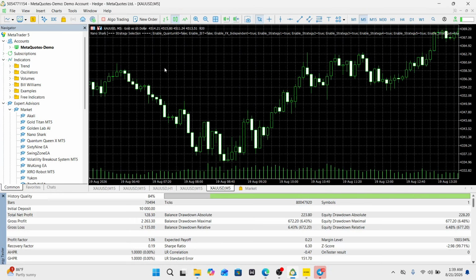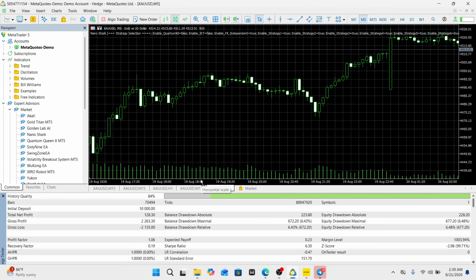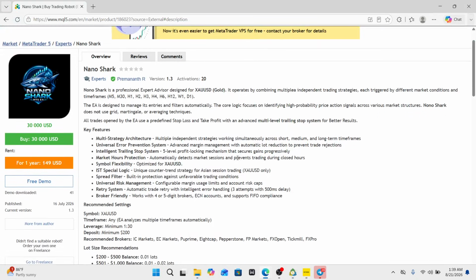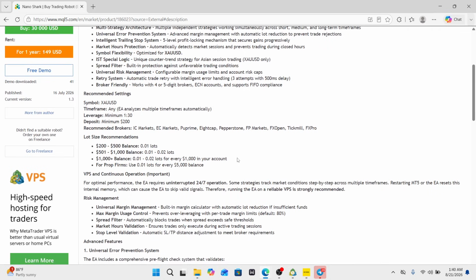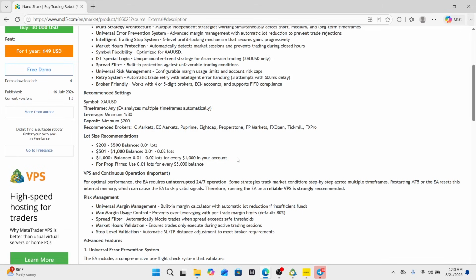The absence of grid and martingale is a clear positive for risk transparency. The multi-level trailing stop aims to protect open profits systematically. The error prevention and margin controls are practical design choices. However, the near flat equity curve shows that these features alone do not deliver consistent growth in the tested window. Alright, so honestly, the features that matter most are the risk or lot settings, continuous VPS operation to preserve strategy states, and careful evaluation of how the multiple strategies interact under real spreads and slippage. Gold remains highly volatile regardless of the filters used.